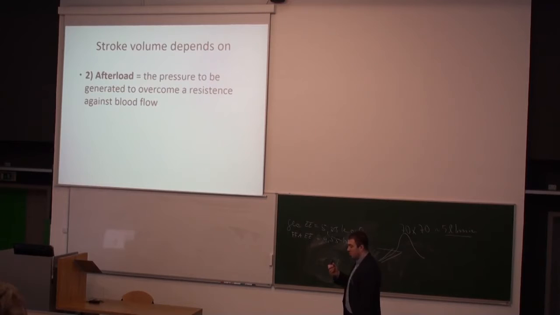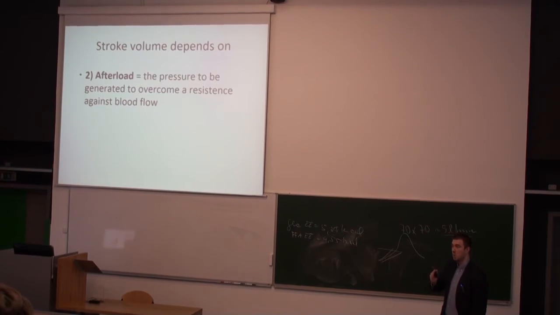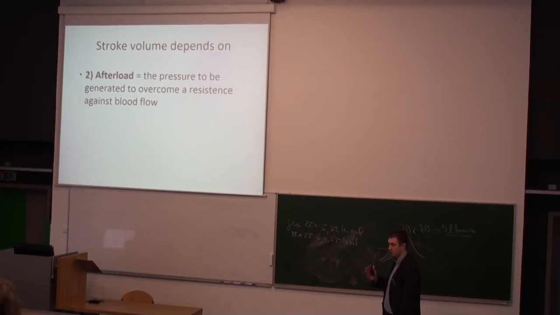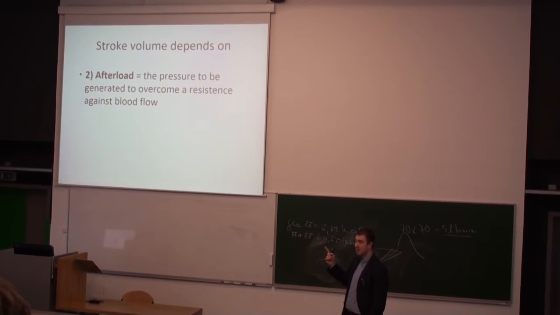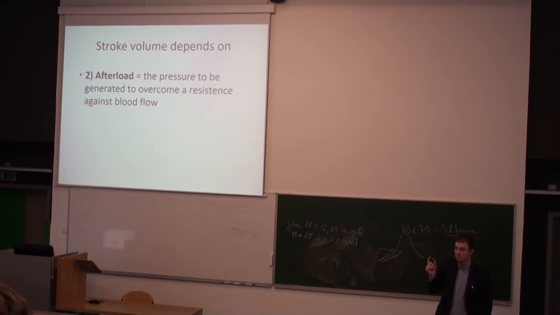Afterload. Preload is the situation at the end of diastole. That means how big is the volume of the ventricle at the end of diastole. Afterload is the second characteristic that modifies the stroke volume, and we can say that it's the pressure that our heart must generate to overcome the resistance in the circulation.